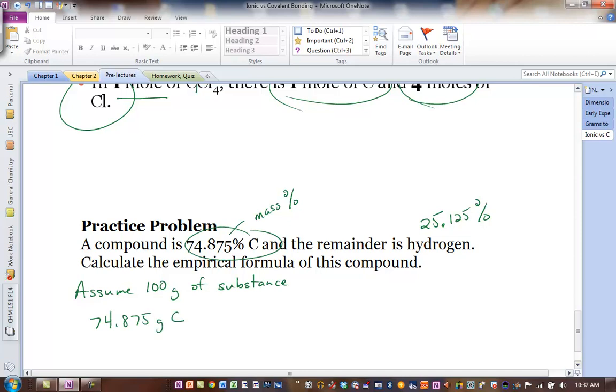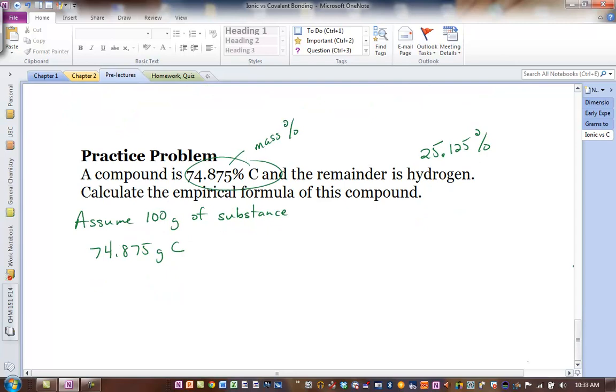74.875 grams of carbon. We just want to make our lives easier in our calculation here. If you want to make your life harder, you can assume a different amount of substance, but let's assume 100 grams. We're going to do the same thing. Since we assumed 100 grams, we'll have 25.125 grams of hydrogen.